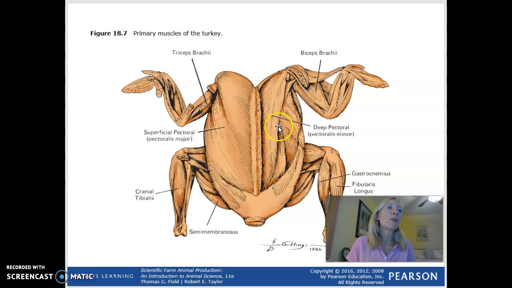The primary muscle in a bird that producers want is the breast meat, and that has been enhanced through years and years of genetic selection. Remember, there are no hormones used in poultry.